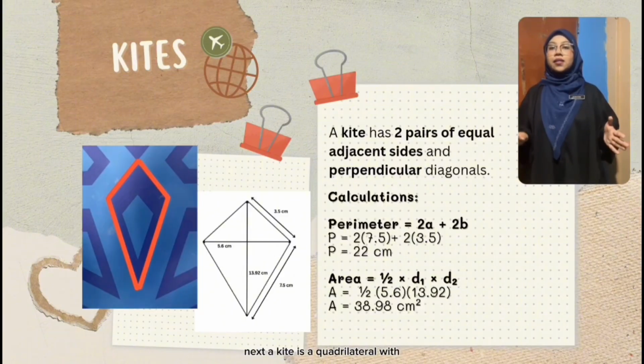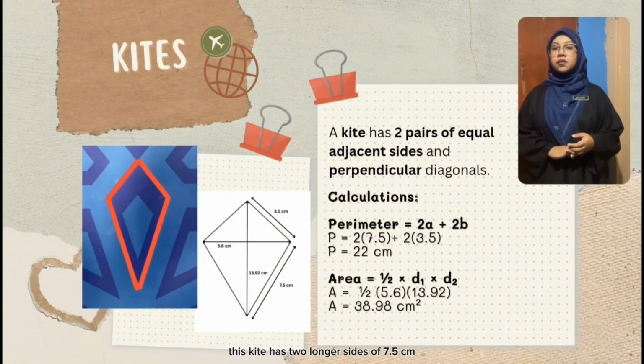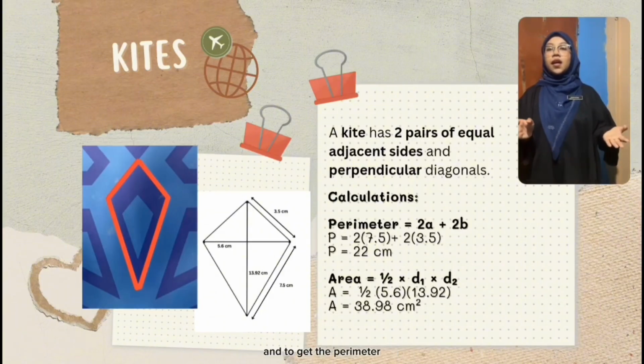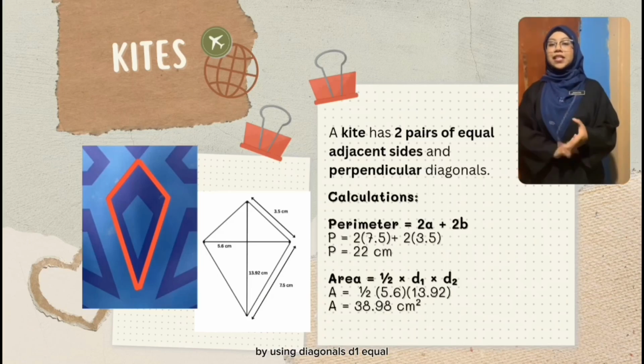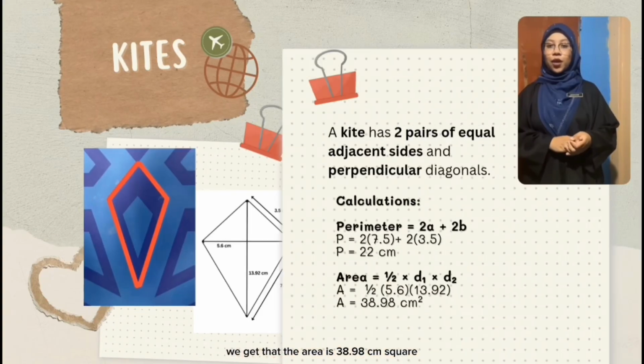Next, a kite is a quadrilateral with 2 pairs of adjacent equal sides and perpendicular diagonals. This kite has 2 longer sides of 7.5 cm and 2 shorter sides of 3.5 cm. To get the perimeter, we add all the lengths together, and the perimeter is 22 cm. Now, by using diagonal d1 equal to 5.6 cm and diagonal d2 equal to 13.92 cm, we can calculate the area. And after substituting all together, we got that the area is 38.98 cm square.